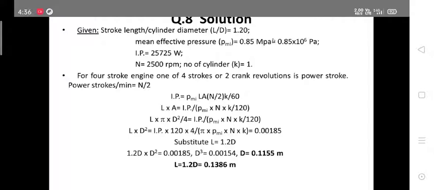Here they have separated L into A, so the remaining terms are taken to the right. And A we know is pi D square by 4. If you substitute L is equal to 1.2D, then you will get directly the value of D. Once you get the value of D, then of course you can get directly the value of L. Please solve yourself and let me know whether these answers are correct or not.